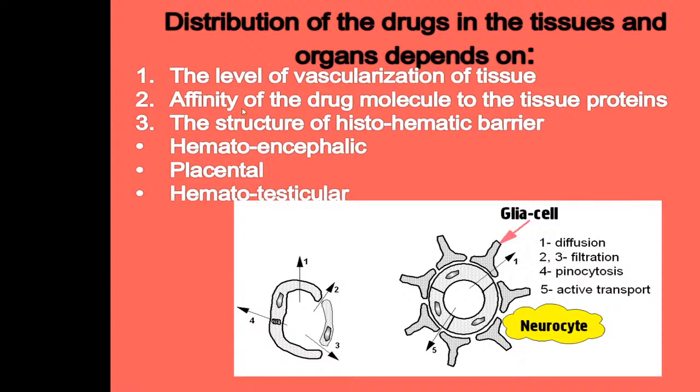Second, affinity of the drug molecule to the tissue proteins. If the drug penetrated into the organ and there is special protein to which this drug is bound, so the drug is accumulated in this organ. And the third, the structure of histohematic barrier. Histohematic barrier.